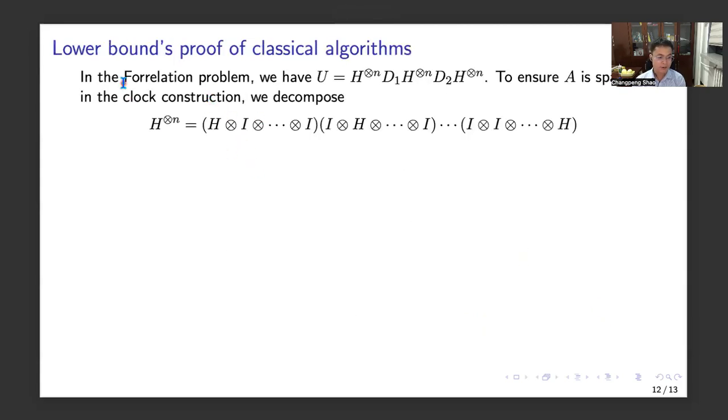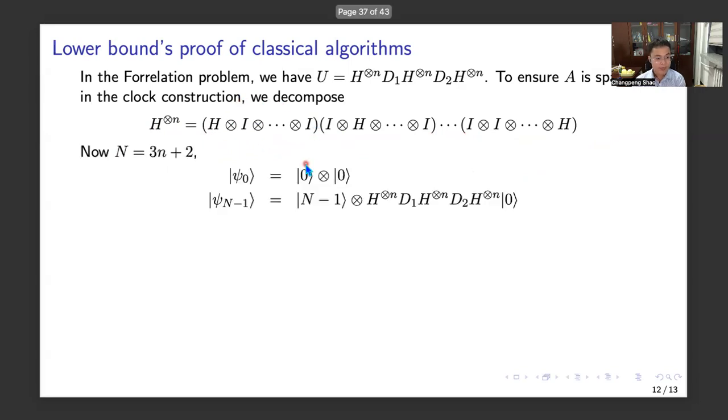Next, let's come back to the correlation problem. In this problem, we have a unitary of this form, and we will obtain a Hermitian matrix A by Feynman's clock construction. Here, to make sure A is sparse, we decompose this tensor product of H into, let's say, n parts. So each part is 2 sparse. As a result, there are 3n plus 2 unitaries in this decomposition. The initial state is 0 tensor 0, and the ending state is n minus 1 tensor, this whole operator U applied to 0.